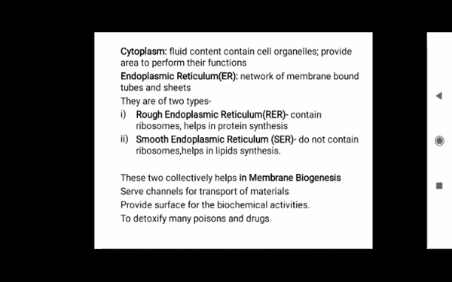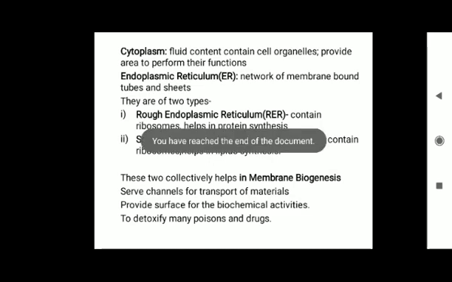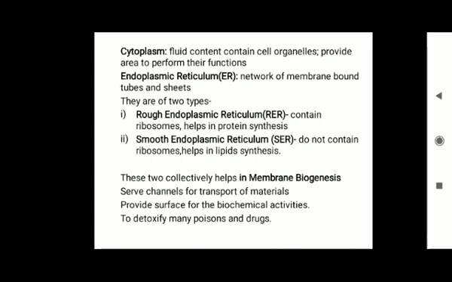The other functions of the endoplasmic reticulum are that it serves as channels for transport of materials. Whatever materials are synthesized in the cell have to be transported to and from the nucleus or to different parts of the cytoplasm by the endoplasmic reticulum. They also provide a surface for biochemical activities. As I already told you, the endoplasmic reticulum spreads throughout the cytoplasm, so it provides a proper surface area for various biochemical activities. And the next function is to detoxify many poisons and drugs, generally in the liver cells of vertebrates. The work of detoxifying poisons and drugs in liver cells is also done by the endoplasmic reticulum. So these are all the functions of the endoplasmic reticulum.